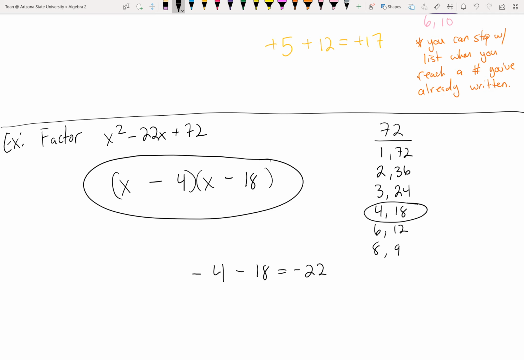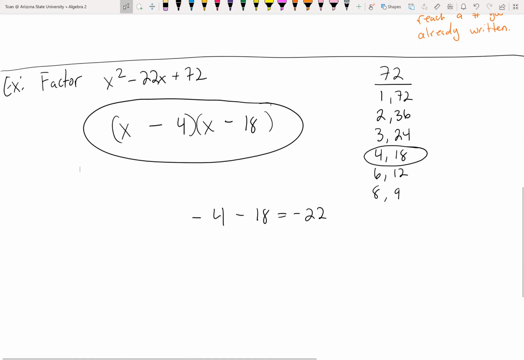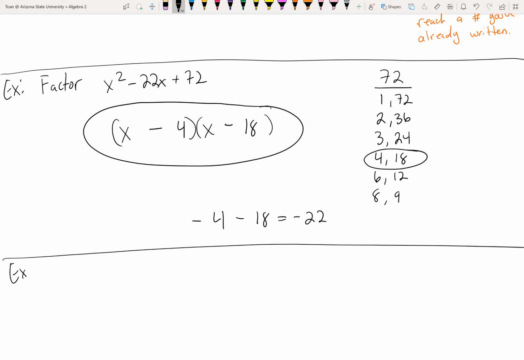Let's do one more example here just so I can showcase my logic. What would be a good one to use? Might be big numbers, but we can handle it. Let's go ahead and factorize x squared plus 47x minus 150.